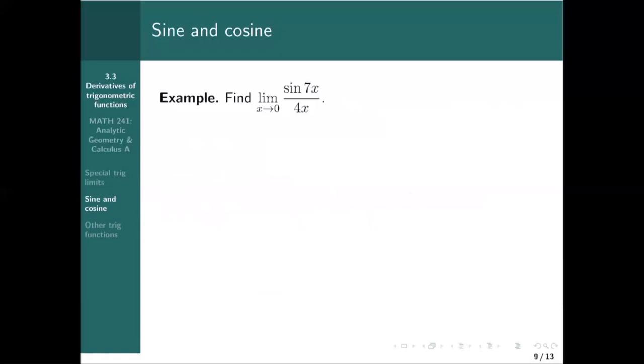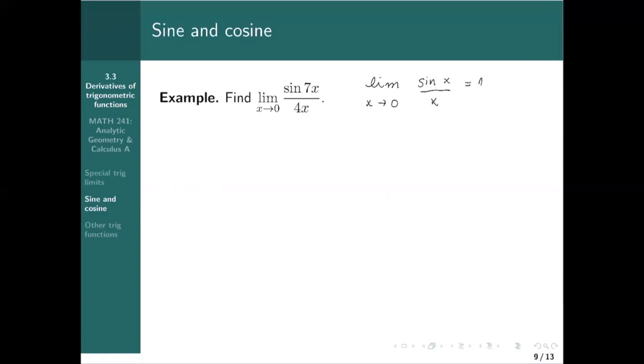Let's take a look at one more example where we have to find the limit of sine of 7x over 4x as x goes to 0. So in this case, we are going to need the special trigonometric limit that we saw in the beginning of the video. So the trick here is the following. We saw that the limit of sine of x over x as x goes to 0 is equal to 1.